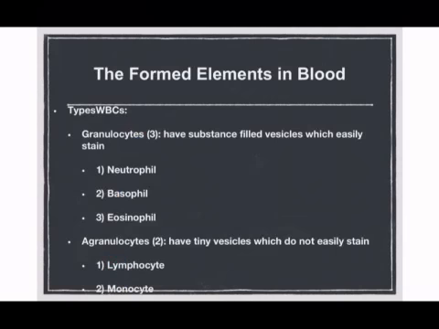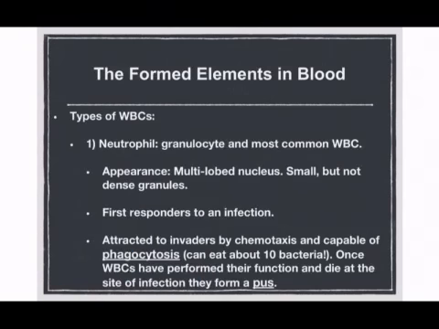3 of them are in a group called granulocytes. 2 of them are in a group called agranulocytes. The difference between granulocytes and agranulocytes: granulocytes have substance-filled vesicles that easily stain, so when you're staining them to make them into a slide, you can see them. Agranulocytes have tiny vesicles that don't easily stain, so you wouldn't be able to see them very easily on a blood-stained slide under a microscope. The 3 types of granulocytes are neutrophils, basophils, and eosinophils. The remaining 2 types of white blood cells are lymphocytes and monocytes. Okay, so let's talk about all 5 of these.